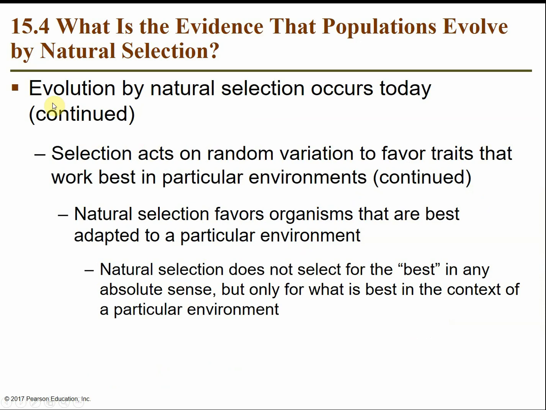So we know that selection acts on this random variation, these mutations, to favor traits that work best in a particular environment. So again, it's going to favor the organism that is best suited or adapted to that particular habitat. It doesn't really select for the best in the absolute sense, only for what is best in the context of that environment. Right, so environments and habitats can change. So this is what drives these species to try to change and keep up with these environmental changes.